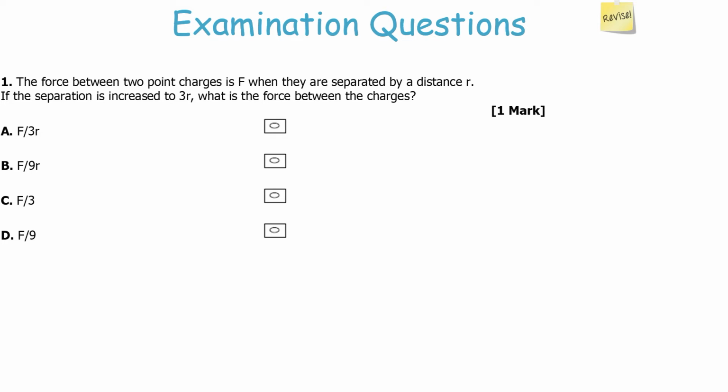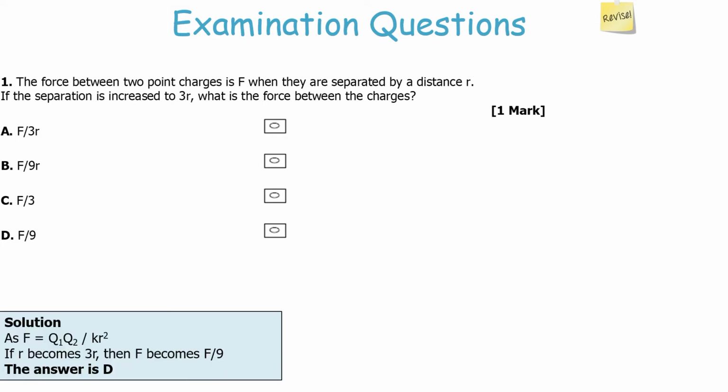It's very important that you write out what the equation is between these 2 point charges. It's the Coulomb equation, Coulomb's law. So F is equal to Q1 Q2 over 4 pi epsilon 0 r squared, and we'll just say 4 pi epsilon 0 is equal to k in this instance. As a result, r is going to become 3r because the separation has increased. So we can write F is equal to Q1 Q2 over k (3r) squared.